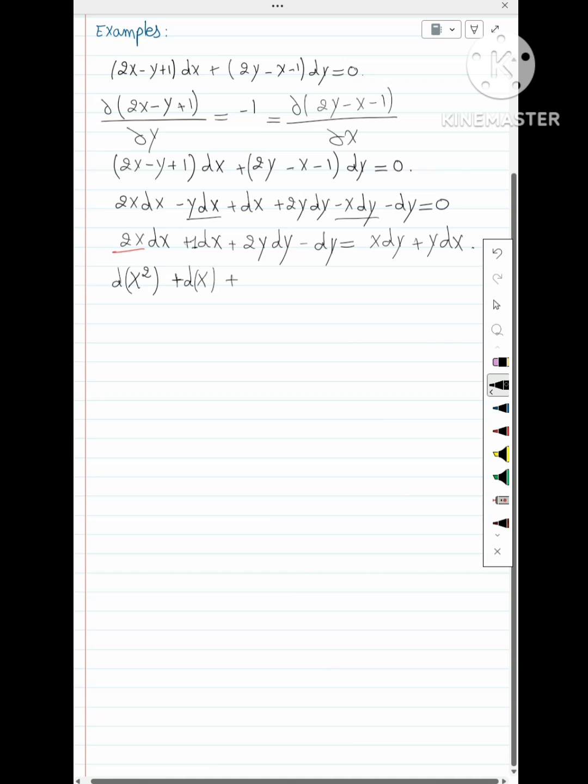And what is the primitive of 2y? It's going to be y squared. So it's going to be the derivative of y squared minus the derivative of y. Yes, it is going to be equal.